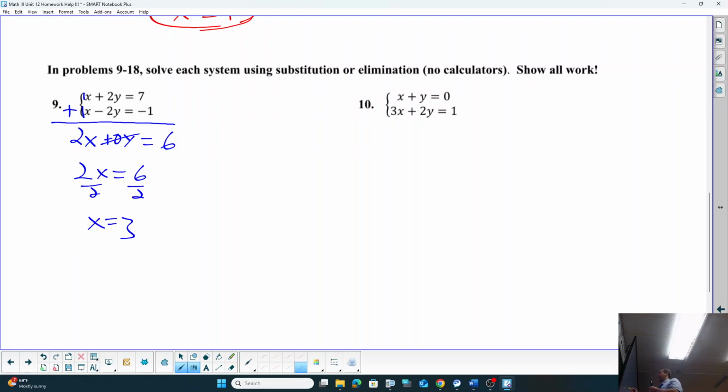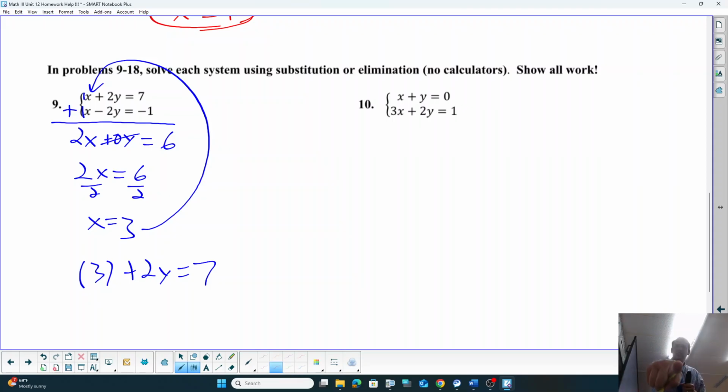Now we do have to plug it back into one of our equations. We'll just plug it into the top one. So we get 3 plus 2y is equal to 7. Pause me. You know how to do this. Try it on your own. We're doing elimination and then substituting it back in. So now solve for y.